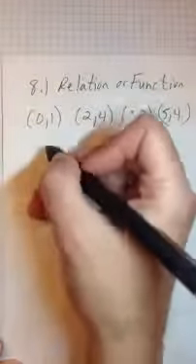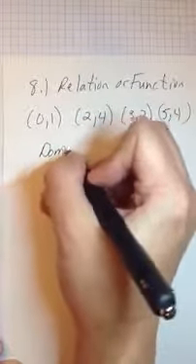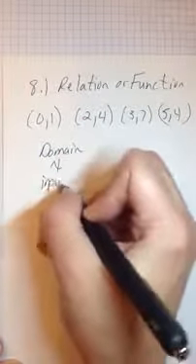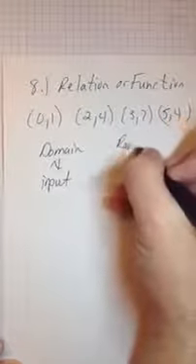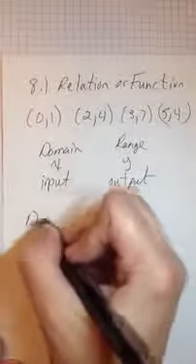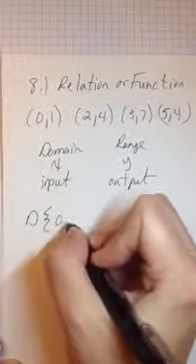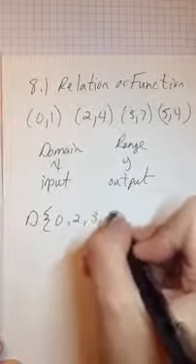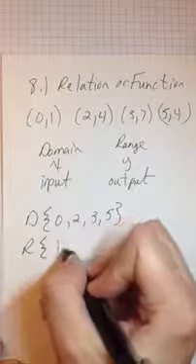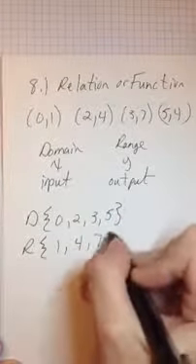In any relation, you have a domain, which is your x, or your input, and you have a range, which is your y, or your output. So for these points, my domain is 0, 2, 3, and 5, and my range is 1, 4, and 7.